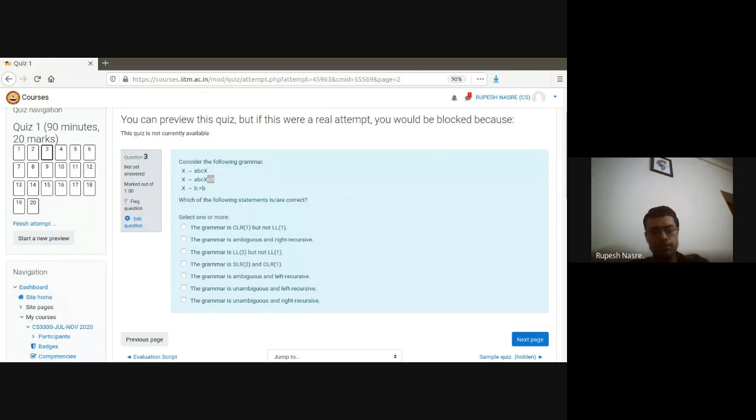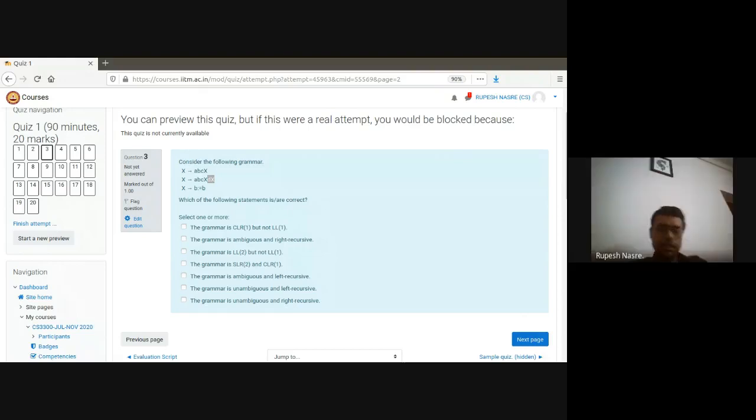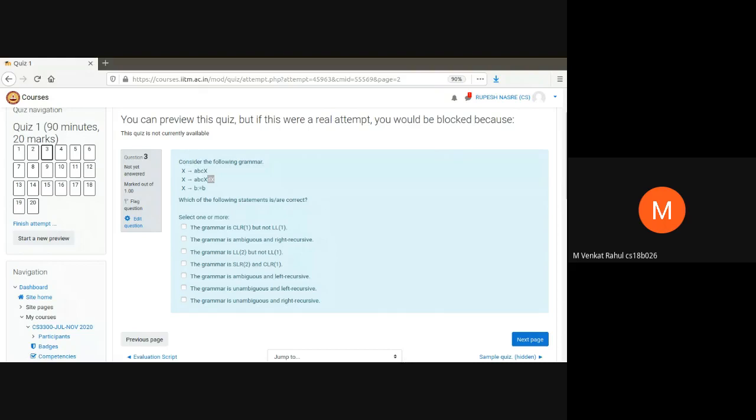Yeah, Venkat, go ahead. Sir, but when we have an ambiguous grammar, don't we have two or more parse trees corresponding to a single string? That is correct. So can even backtracking help in that case, because there are two possible parse trees?